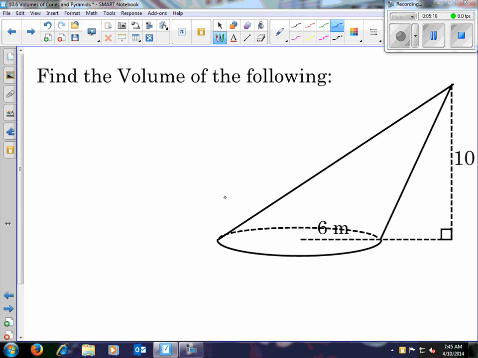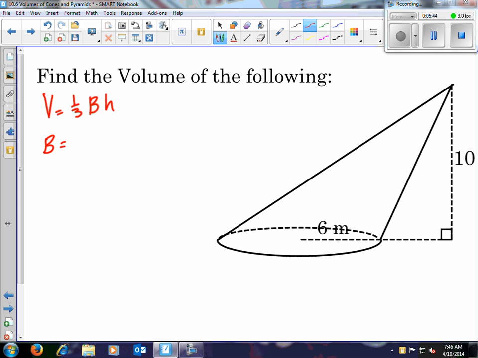Okay, next one. Now we have a cone that is slanted. Now, we could not find the surface area of this because we have more than one slant height. Remember, when we were finding the surface area, we had to find the slant height, and if I have more than one, then I can't do that. But we can find the volume. So we're going to do the volume the exact same way that we did the other ones. We have volume equals 1/3 times the area of the base times the height.